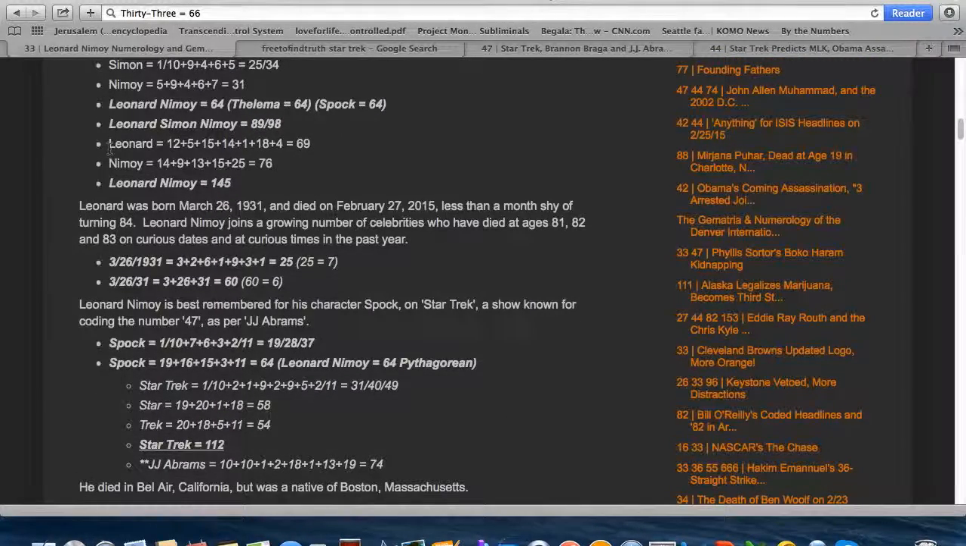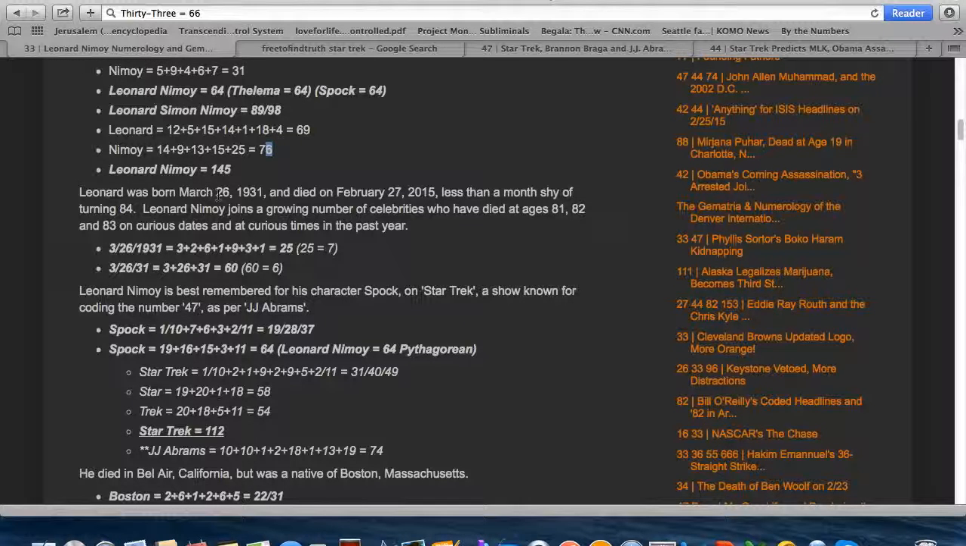With simple English gematria, the name Leonard's 69, the name Nimoy is 76. These are also very Masonic numbers. He was born March 26, 1931. That means he was less than a month from turning 84 years old. He died at the age of 83. Recently, Ernie Banks, the baseball player out of Chicago, died.